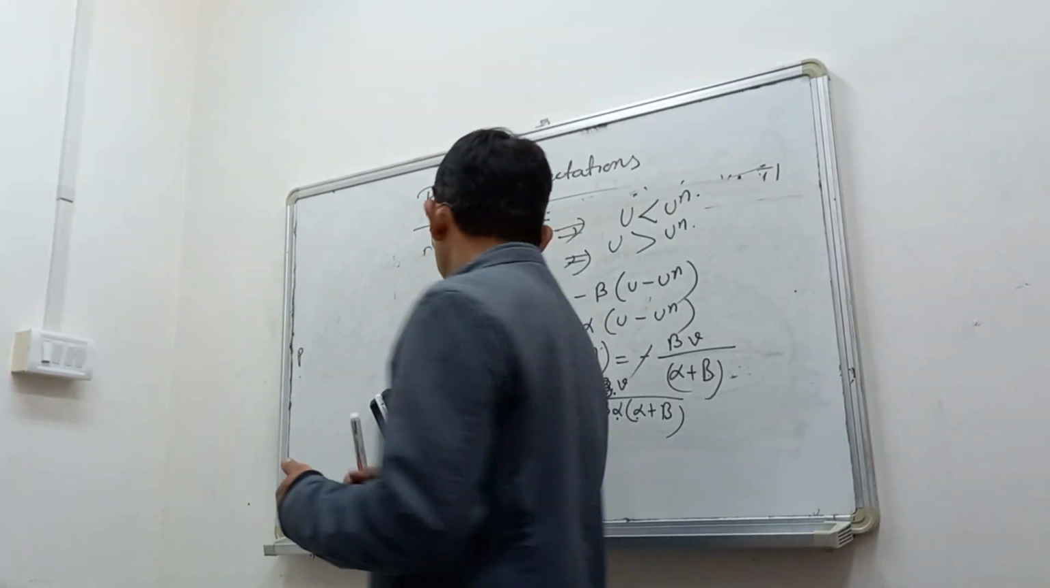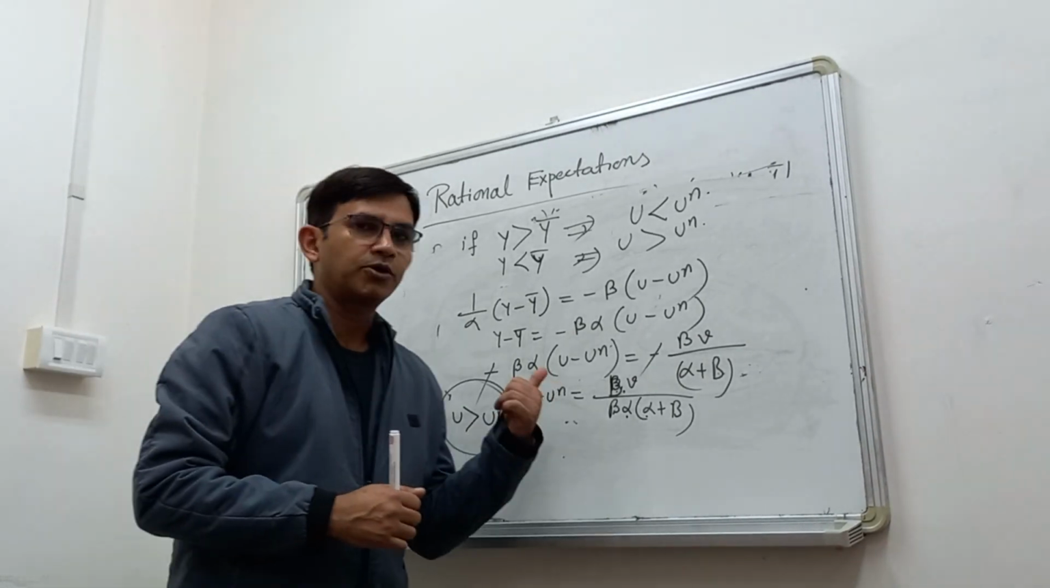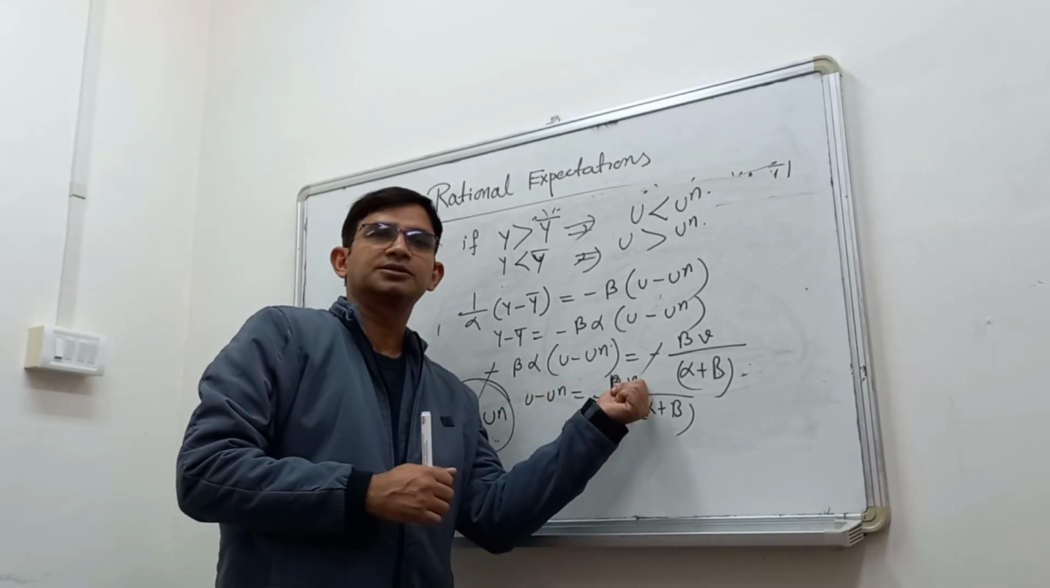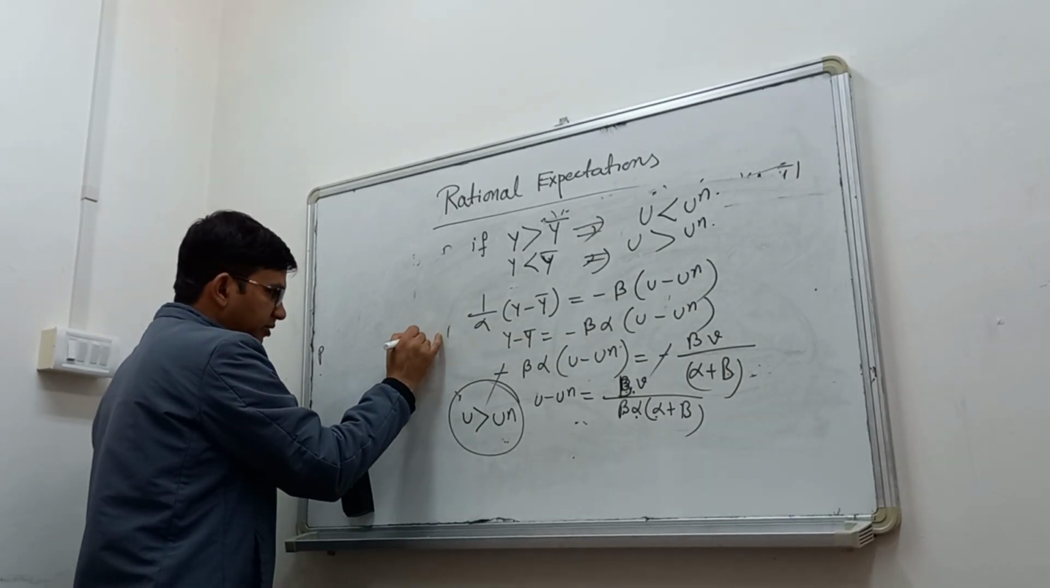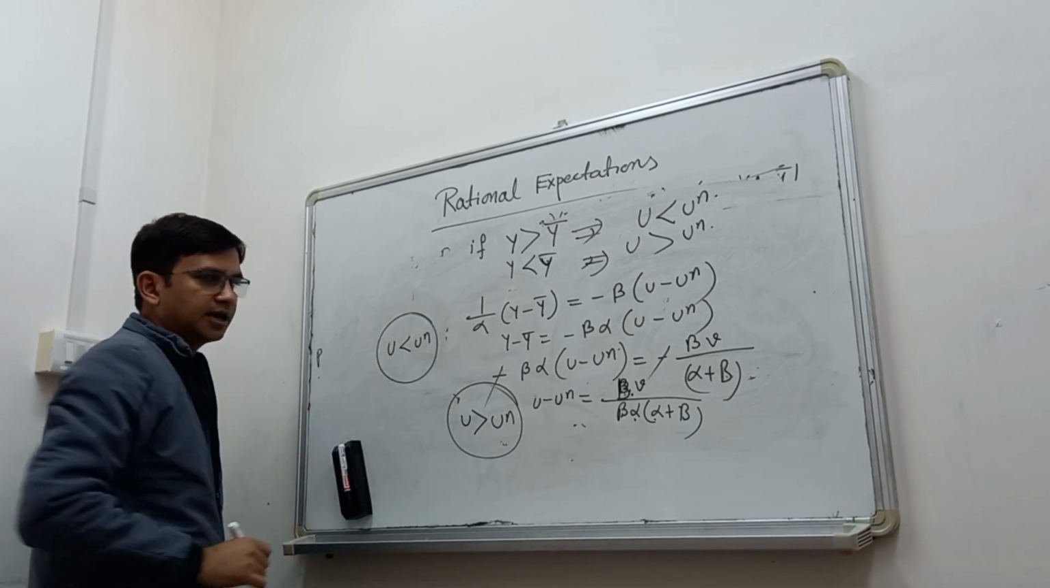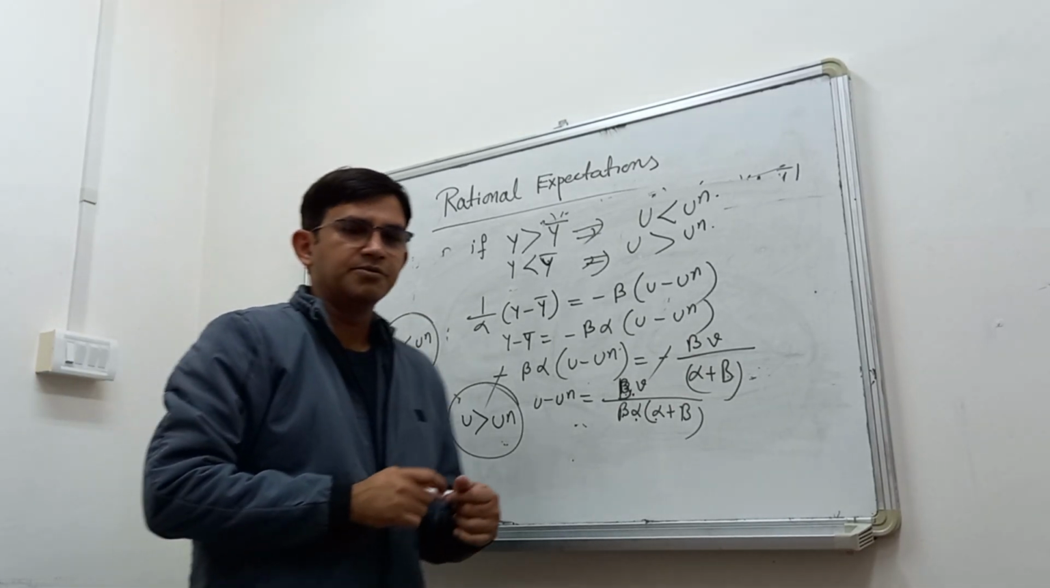And similarly, if we consider the case of a positive supply shock, that means V is less than 0. So we can write here that since V is less than 0, U will be less than UN. That means cyclical unemployment will be negative.